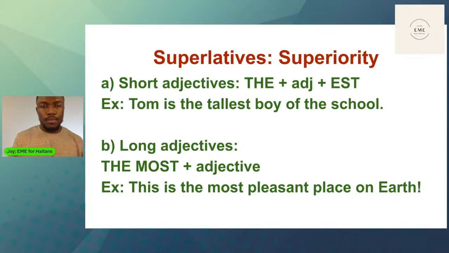Superlative superiority. Pour superlatif yo, c'est deux bagay ki gen: superiority and inferiority, c'est supérieur avec inférieur. Pas gain égalité non superlatif yo. Short adjectives. OK? Let's see un adjectif court, ou à utiliser the plus the adjective plus est.